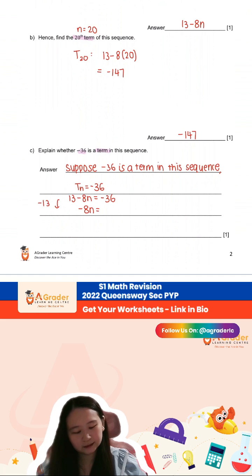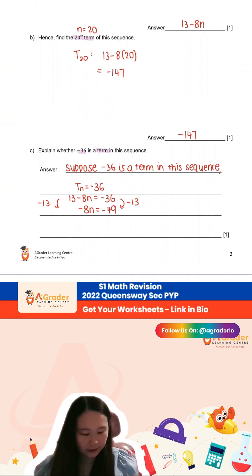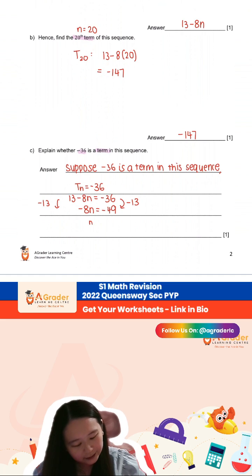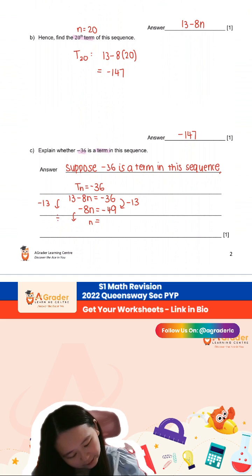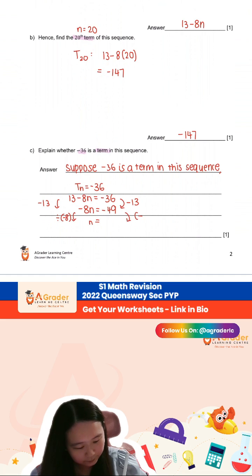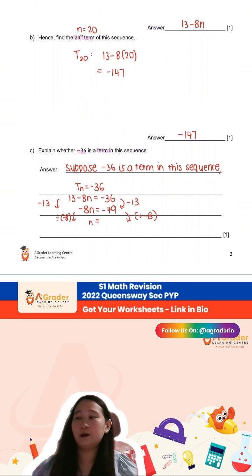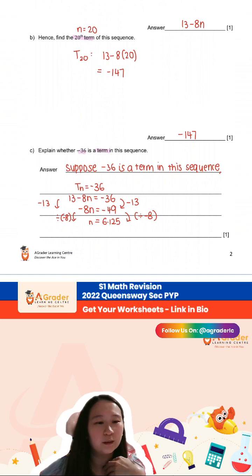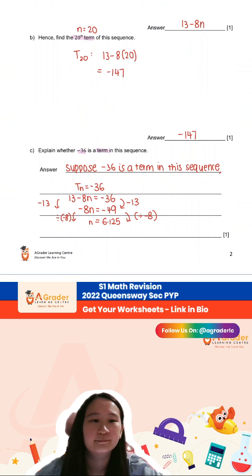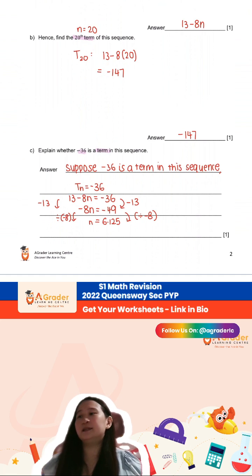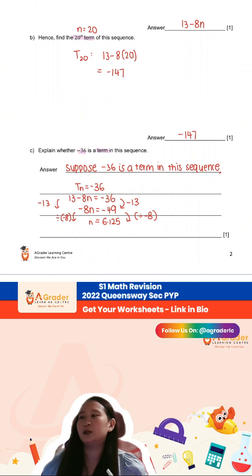So what we do is we minus 13 on both sides. We'll get -49 here. And then in order for you to find n, you have to divide by -8 on both sides. Okay? So when we divide by -8 on both sides, we'll get 6.125. So is 6.125 a whole number? Okay, so 6.125 is not a whole number, not an integer. So -36 is not a term in this sequence.